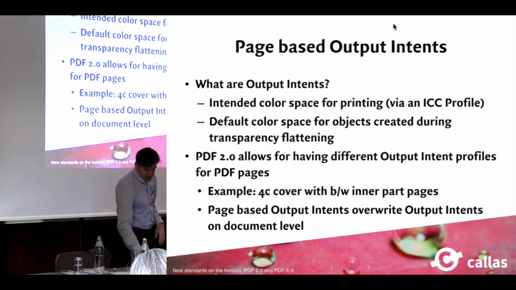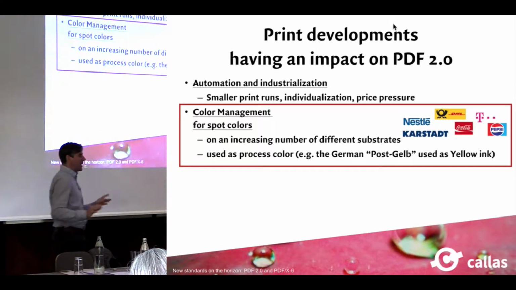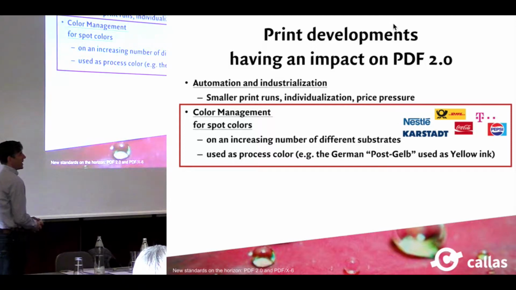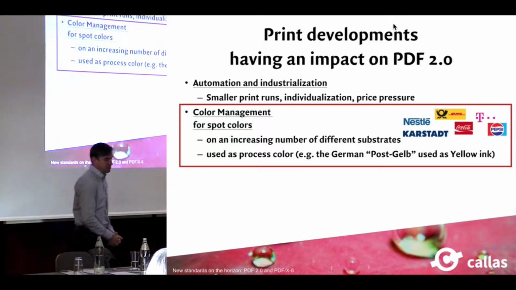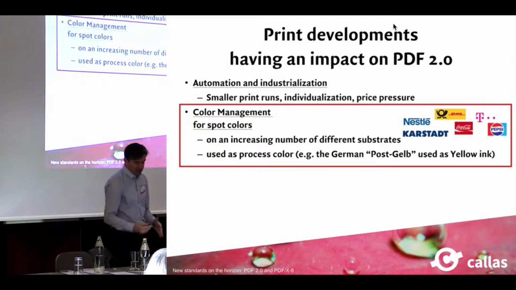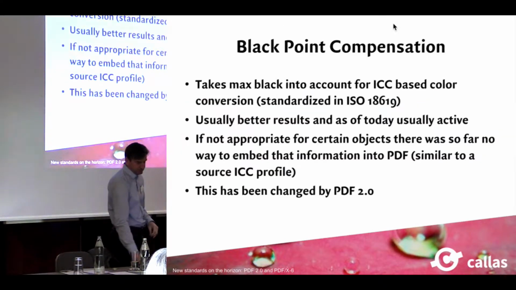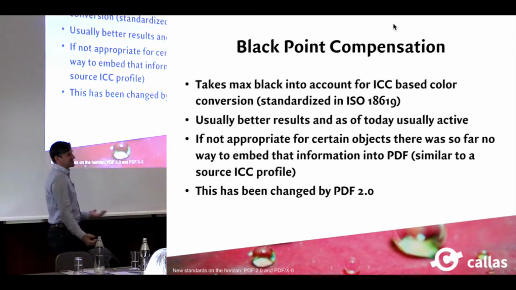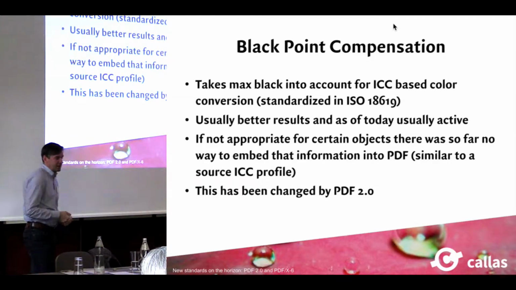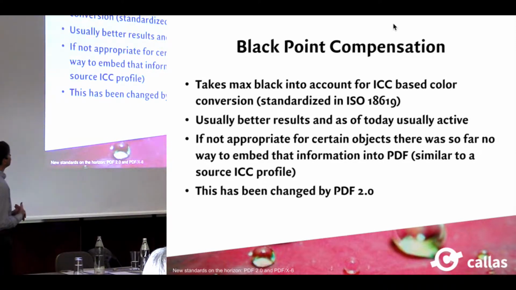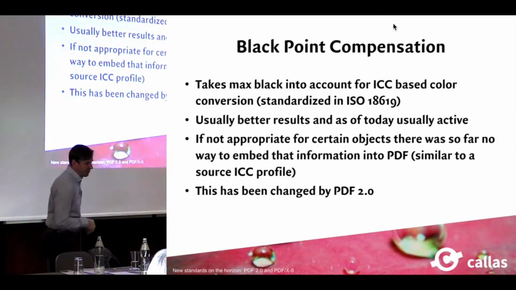So these were the things that I believe are related to automation and industrialization, so more flexibility when it comes to automation. And then now about color. First, I think this was just missing in PDF 1, really: black point compensation. So it's just not 15 minutes, so I have to hurry a little bit.